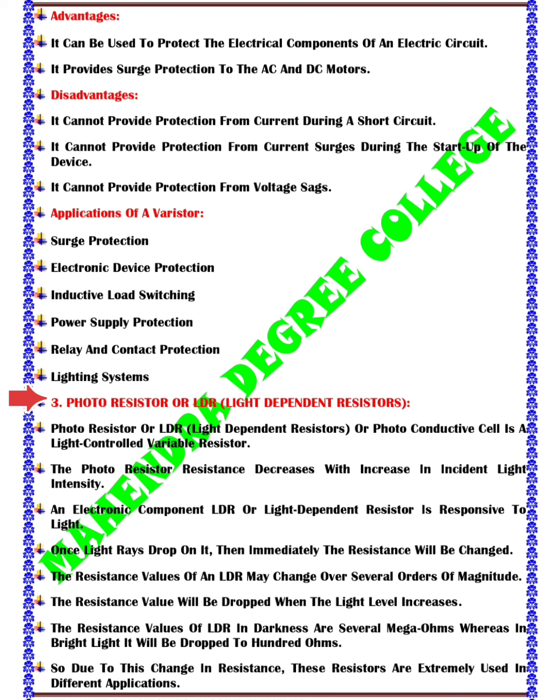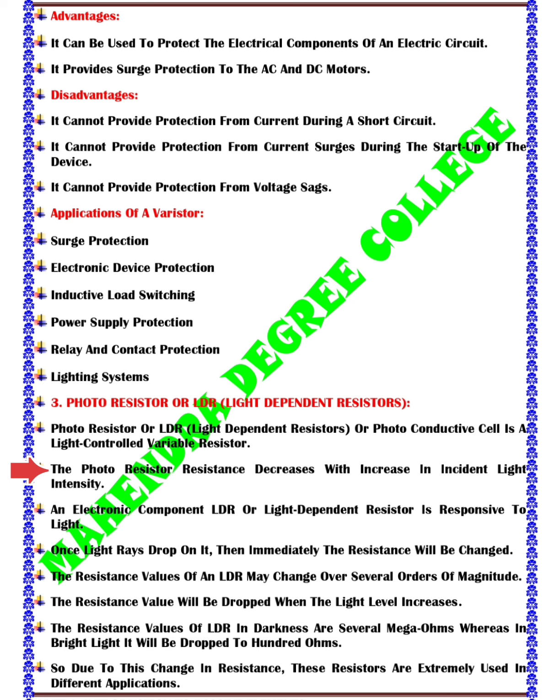Next, we discuss the photoresistor or LDR. LDR means light-dependent resistor. A photoresistor, also known as a light-dependent resistor (LDR), or photoconductive cell, is a light-controlled variable resistor. Its resistance changes based on the intensity of light it's exposed to. Specifically, the resistance generally decreases as the intensity of incident light increases.